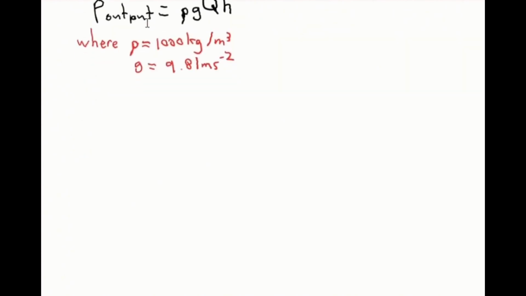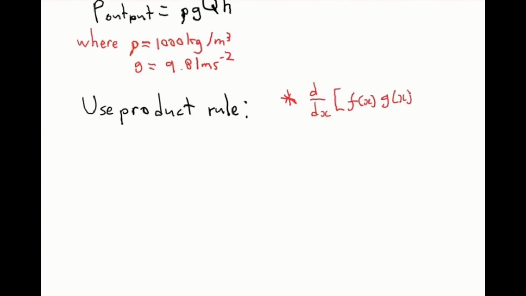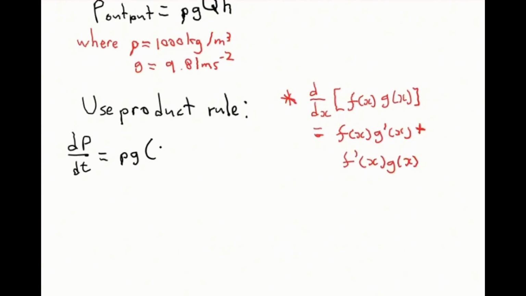To solve this question, we have to use the product rule, which is basically the sum of each function multiplied by the derivative of the other function. It is important to use this rule as it can be used to find the derivative of a function given in the form of the product of two differentiable functions. Therefore, we get the expression of dP over dt as shown.